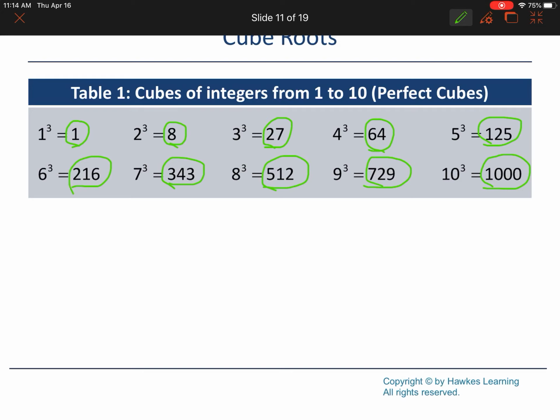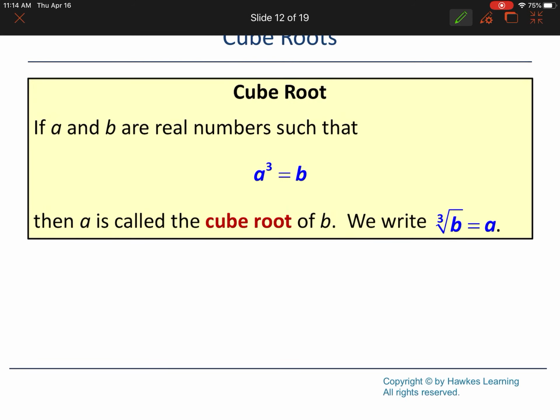But those are our perfect cubes. And so that means we could talk about a cubed root, right? So a cubed root, when we do the cubed root, we use the radical with a little 3. And so it's a small 3 that goes right in that little corner there of the radical.